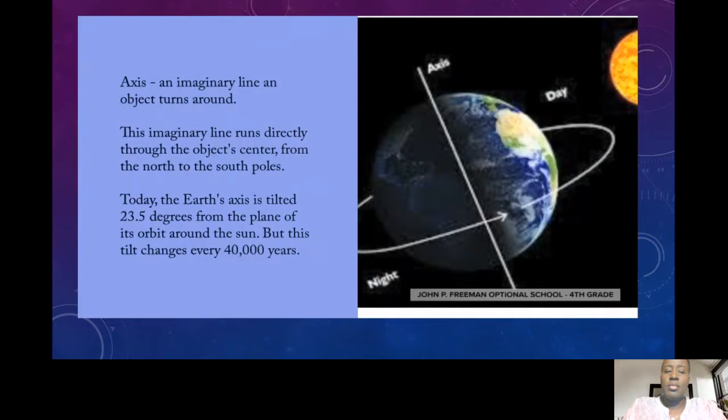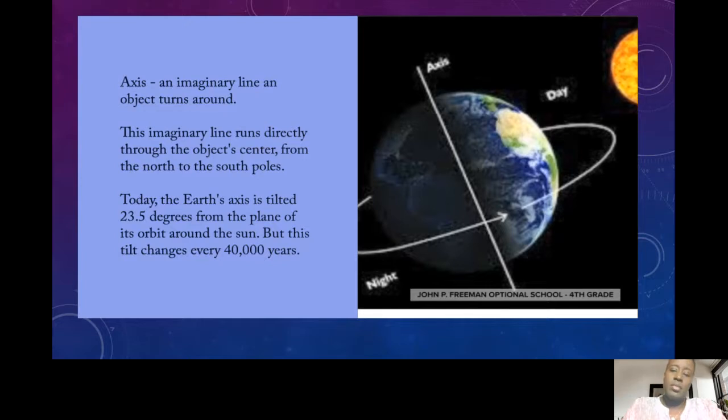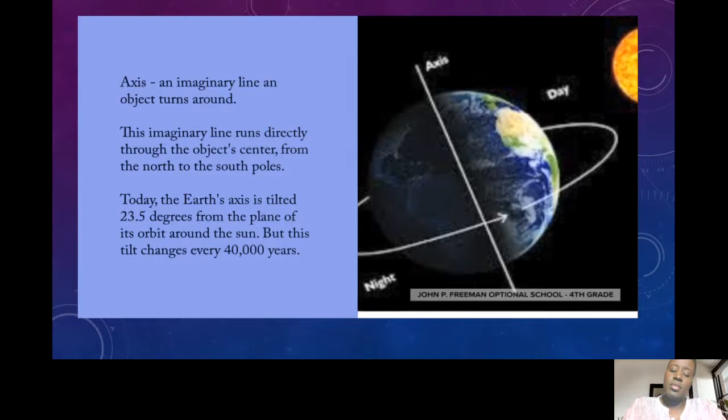An axis, an imaginary line an object runs around. This imaginary line runs directly through the object's center from the north to the south poles. Today, the Earth's axis is tilted 23.5 degrees from the plane of its orbit around the sun. But this tilt changes every 40,000 years.